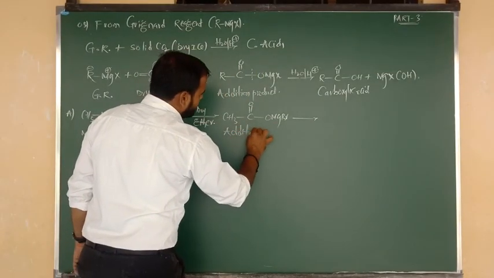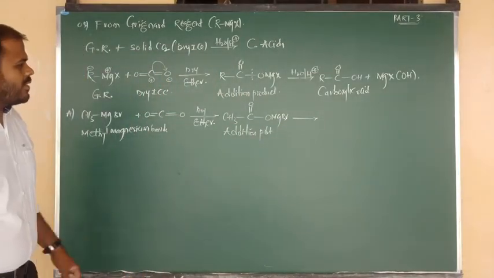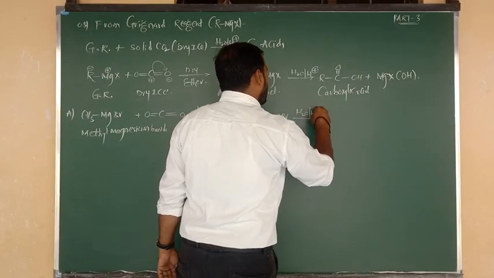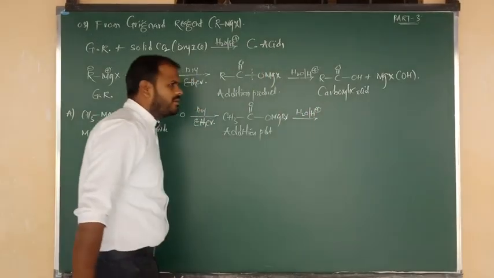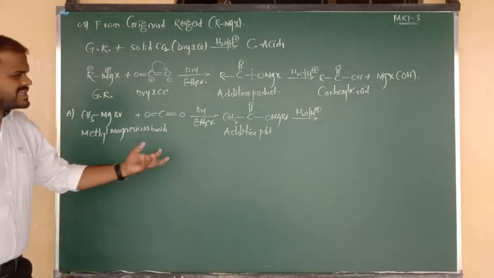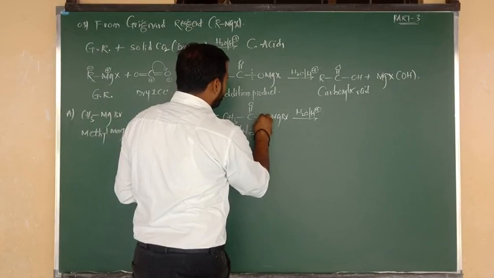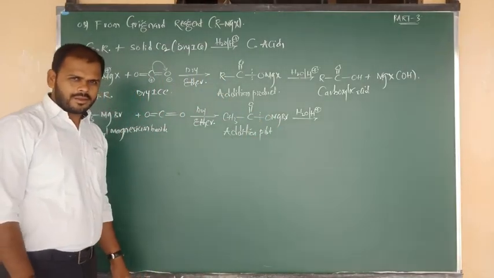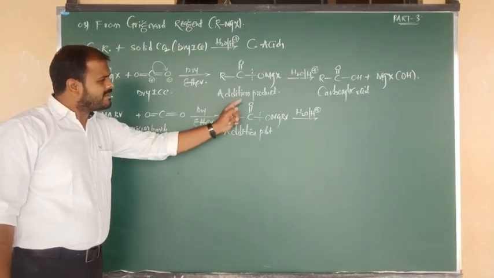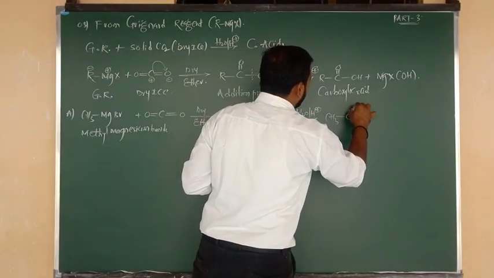Simply you can write here: addition product of this Grignard reagent. This compound then undergoes hydrolysis, and hydrolysis takes place in an acidic medium. Upon hydrolysis, the bond is cleaved between carbon and oxygen. So what will be your product here? CH3 bonded to C double bond O.